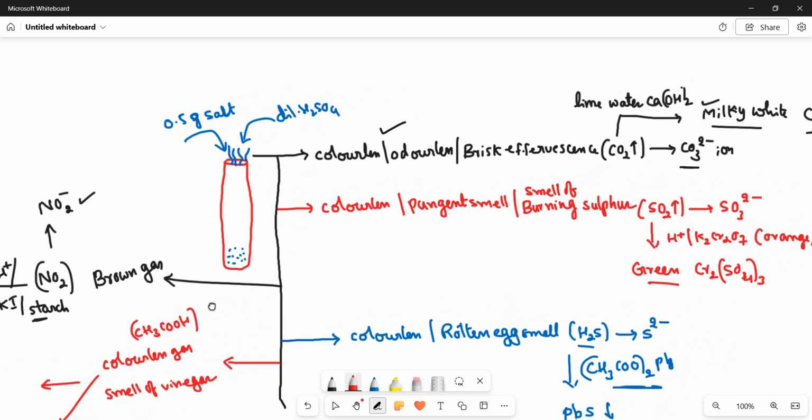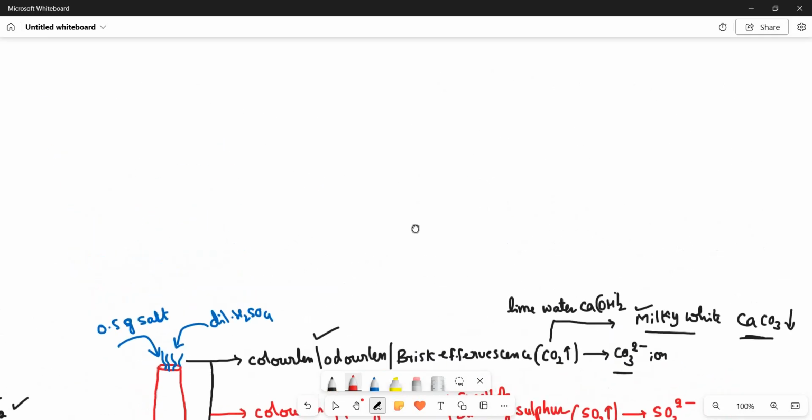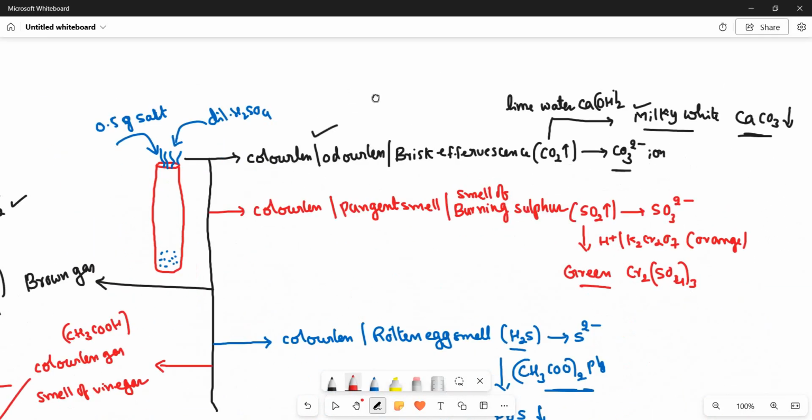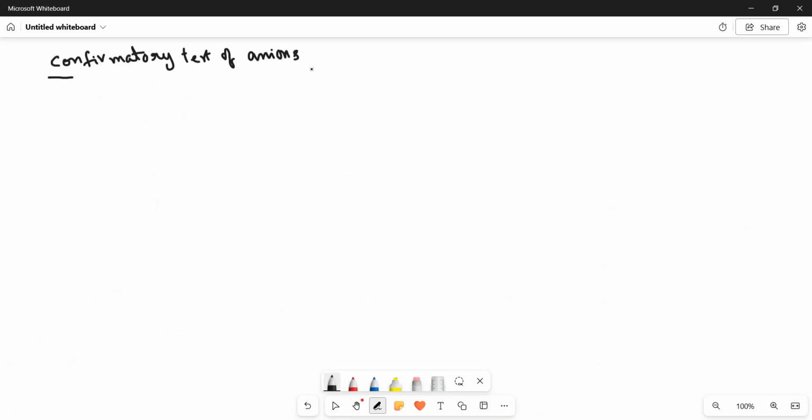So this is the preliminary test of the qualitative analysis of the anions. Now let us see their confirmatory tests, the confirmatory tests of the anions. Before going for the confirmatory test of the anions, we must see whether the salt is soluble in water or not. If the salt is soluble in water, then we prepare the water extract.